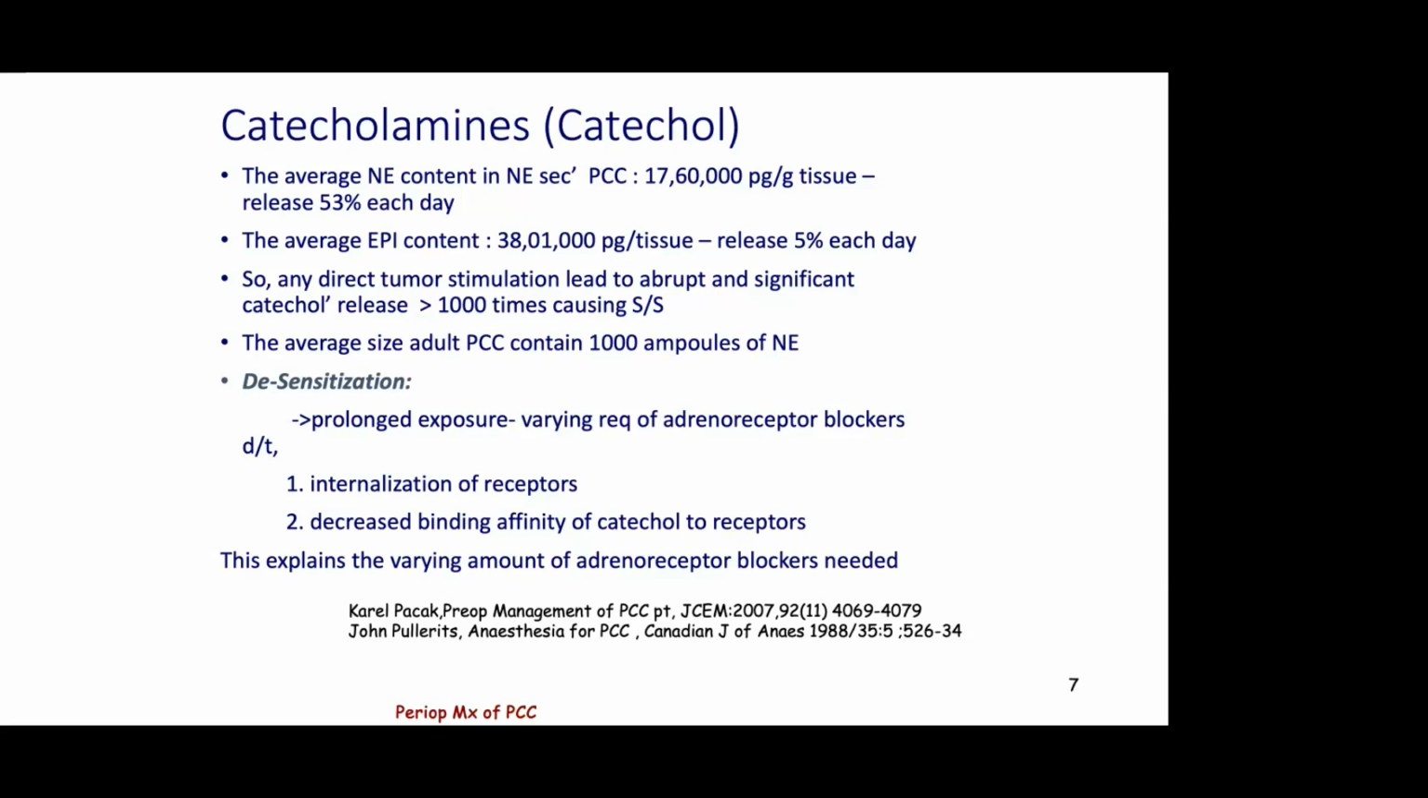But it is important to understand that a potential stimulus to the tumors can actually release so much hormone into the body and can cause abnormally high BPs, more than 200, and can cause strokes and such catastrophic events. This desensitization happens because of internalization of receptors and decreased binding affinity of catecholamines to these receptors. So this explains that each patient can have varying symptoms and variable amounts of blockers that are needed despite having similar biochemical results.